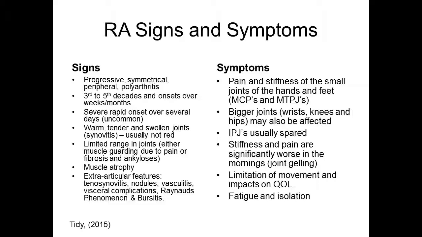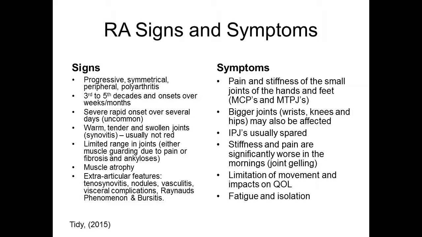As well as small joints, bigger joints can also be affected. The IPJs, particularly the distal IPJs, are usually spared. That would be more in a presentation of some of the seronegative arthropathies, which we'll look at in the next lecture. Stiffness and pain are significantly worse in the mornings due to joint gelling.